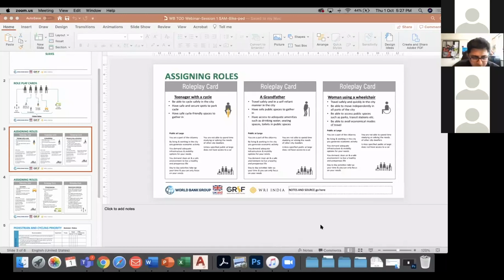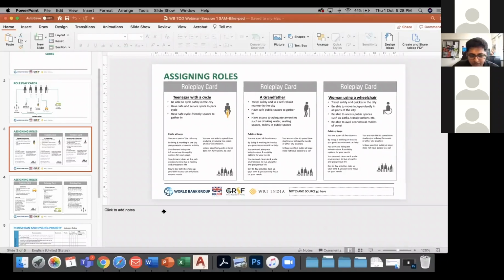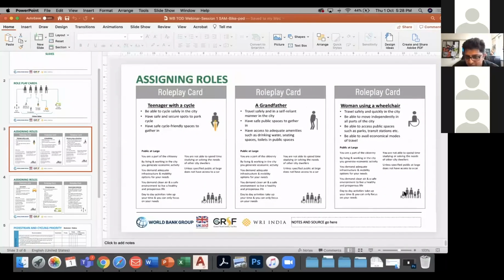Yes, so I was just saying that we will be taking pedestrian and cycling as one of the principles to work on, and we'll try to orient that towards the road safety angle. Before we get started, if I could very quickly assign roles. Alina, you could take teenager with a cycle. And there's Blanca, who can take grandfather.